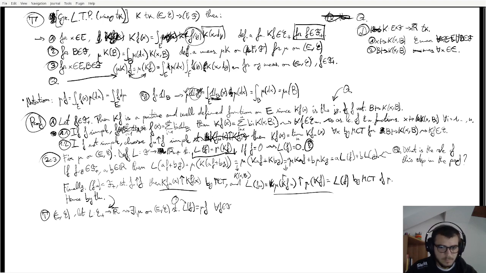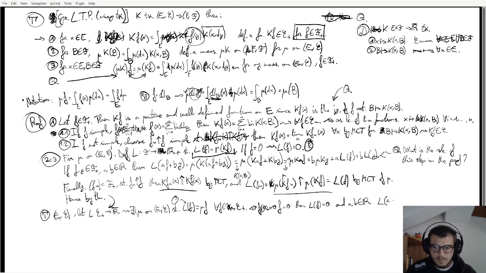Here it's measurable apparently. And this happens if and only if f is equal to 0, then L of f is 0, and given a and b real numbers, we have that this thing here is the linear combination of, I don't know what this is, of this thing.